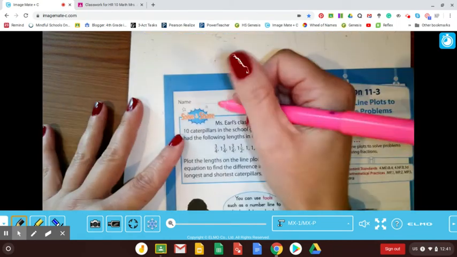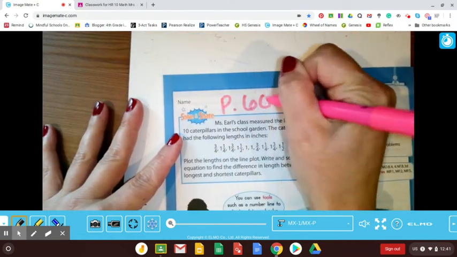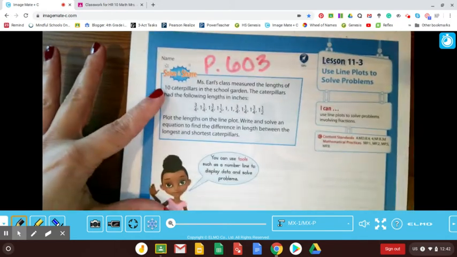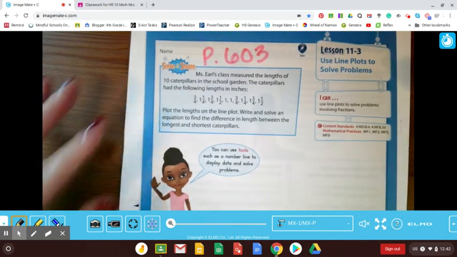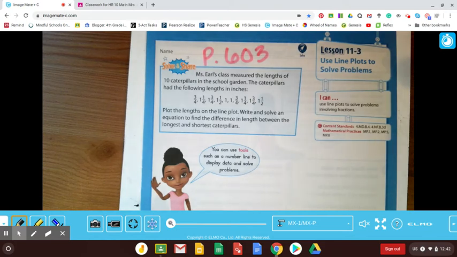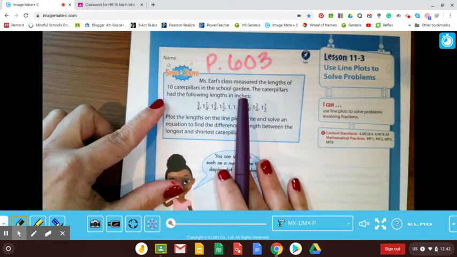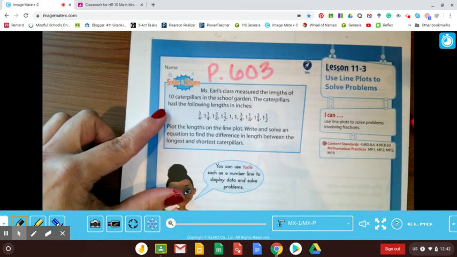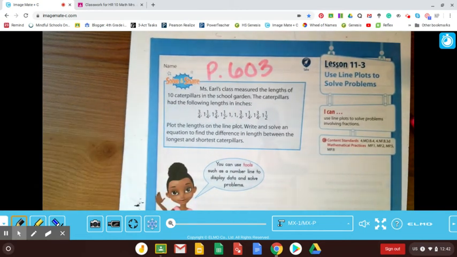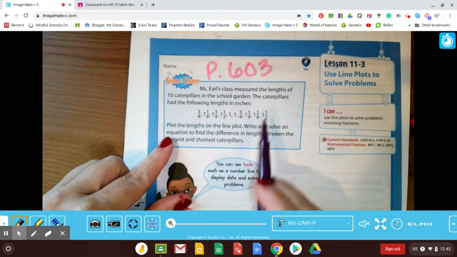I am on page 603. So you should have that page out in front of you for your guided notes today. All right, let's get started. It says Mrs. Earle's class measured the lengths of 10 caterpillars in the school garden. The caterpillars had the following lengths in inches. So these are all of them.